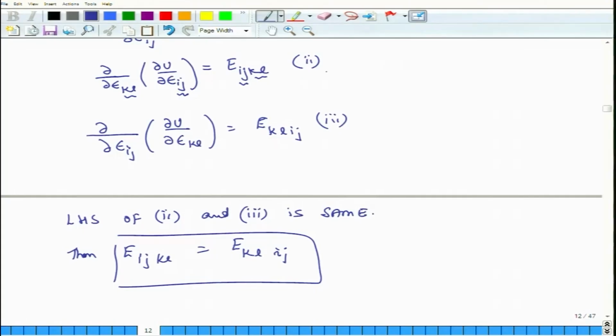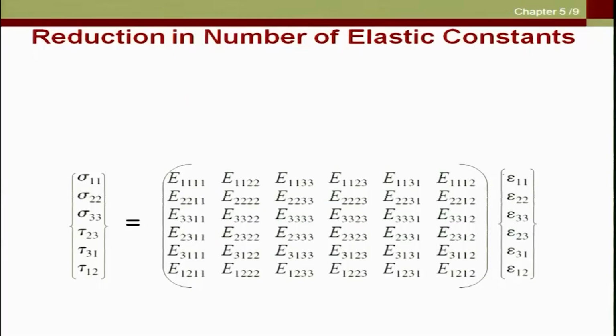So, what does that mean? Just give me a moment, I will open up a slide and explain to you what that means specifically. So, what we have shown mathematically is that Eijkl equals Eklij. So, this is the general stress strain equation. This is a 6 by 6 matrix, 6 strains, 6 stresses, and these are 36 independent constants.